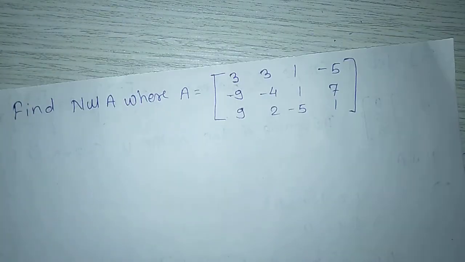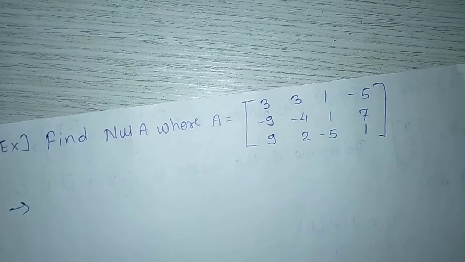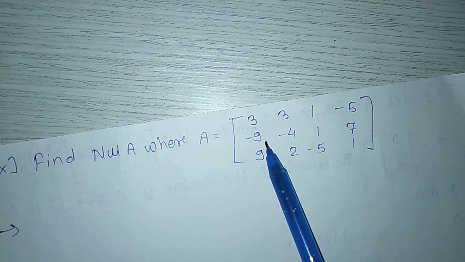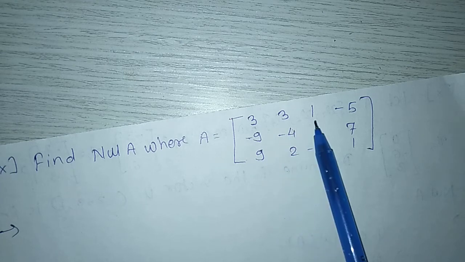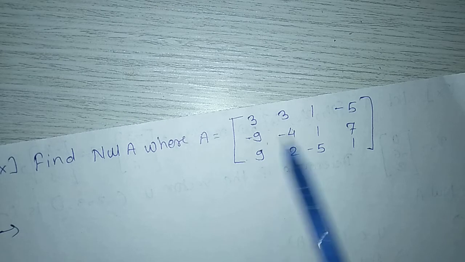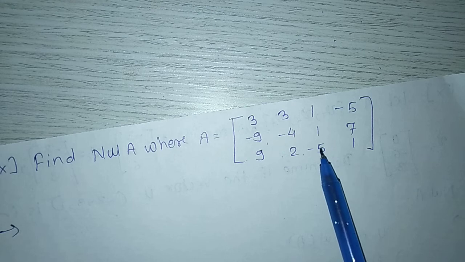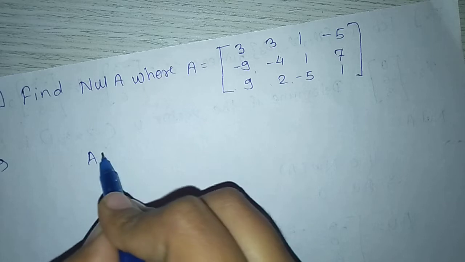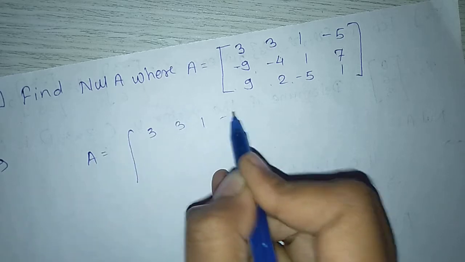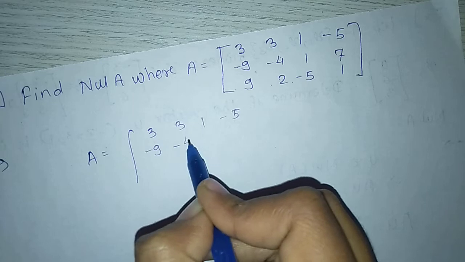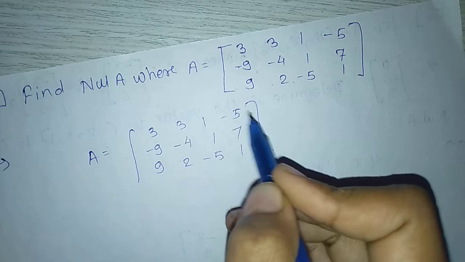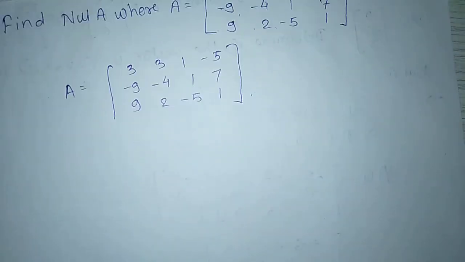Next example, find null space of A, where A equal to the matrix with rows 3, 3, 1, -5; -9, -4, 1, 7; 9, 2, -5, 1. So, first is given matrix. Reduce it into row echelon form.